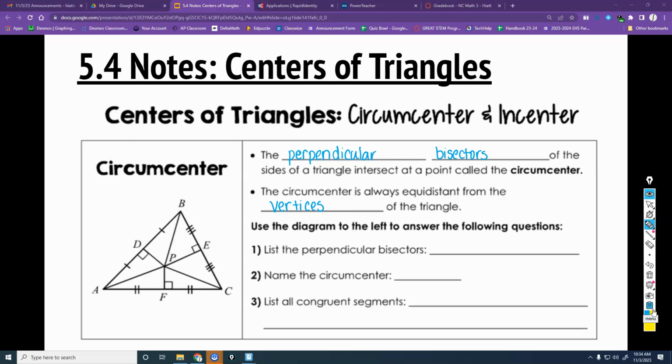It needs two letters, so I know which. DP. Right here. When we name this, we're going to do DP with a line over top to say line segment DP, or PD. It doesn't matter which order you put those letters in. Okay?